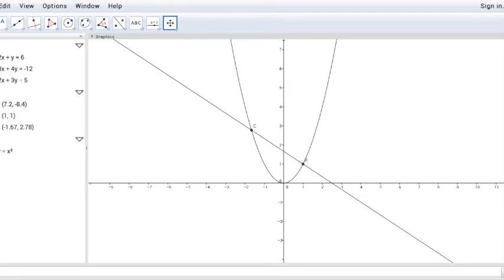So today we observed systems of linear equations. You are finding the intersecting point of linear equations as well as of a quadratic and a linear equation.